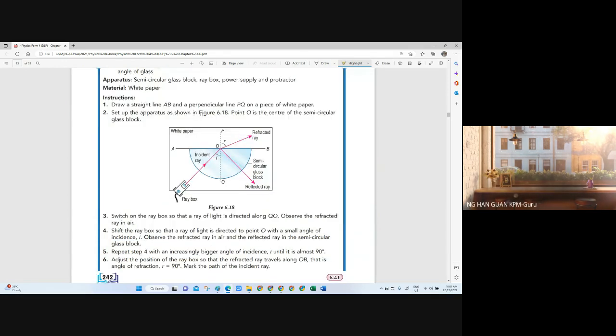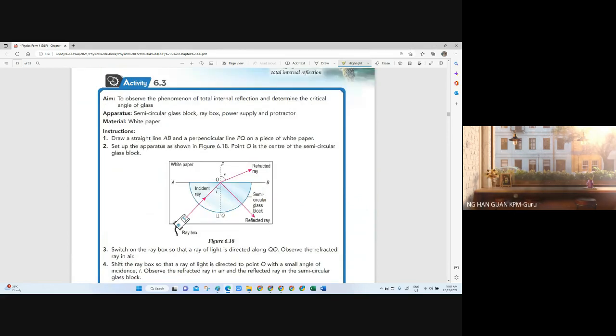Okay, so here is an example using the semicircular glass block, right? The advantage of the semicircular glass block is we can easily measure the angle, not like using the rectangular glass block. With the rectangular glass block, we cannot measure the angle straight away. We have to remove the glass block, draw the line, and extend the line. Then only you can measure the angle, like the experiment that day, right? So by using the semicircular glass block, it's easier.